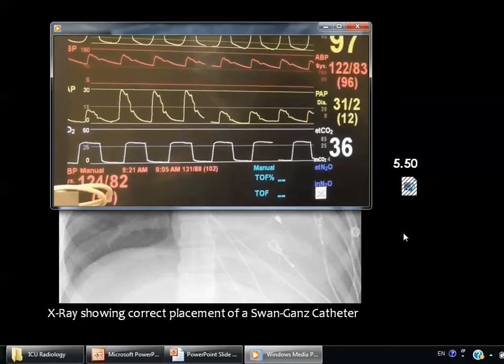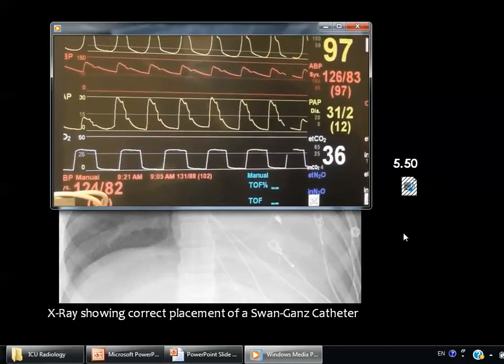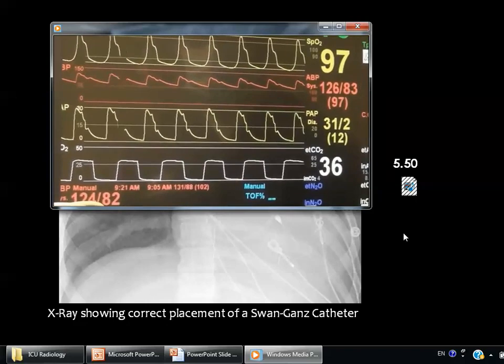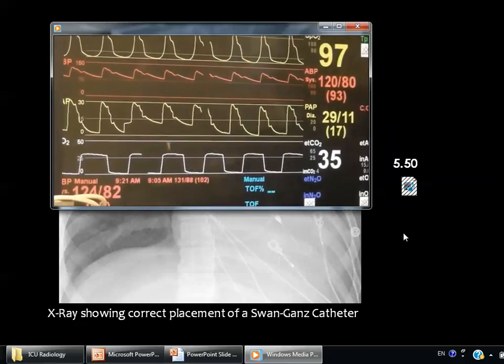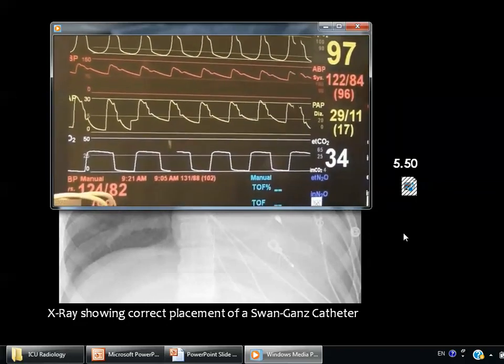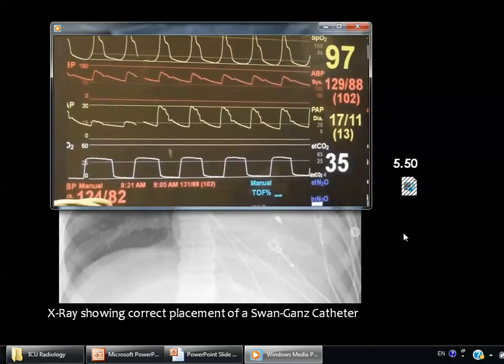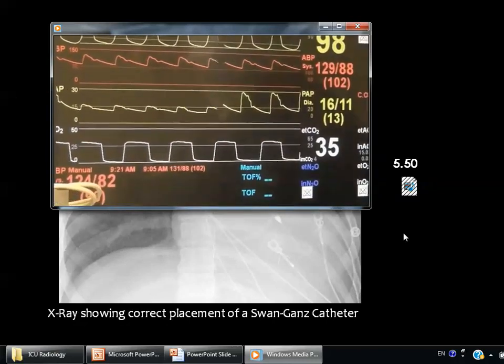Alright, looks like I'm in right ventricle now, so I'm going to keep advancing. Okay, that looks like PA because my diastolic pressure went up. And it looks like I've wedged right there. I'm going to stop right there.